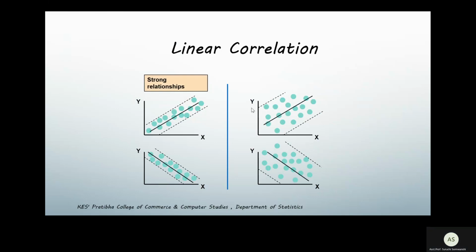Again, the right hand side scatter plots are showing the weak relationship. In the left hand side scatter plot, the points are very dense, towards the center line. That's why it is showing a strong relationship. In the right hand side scatter diagram, the points are widely dispersed from the center line. That's why there is a weak relationship.